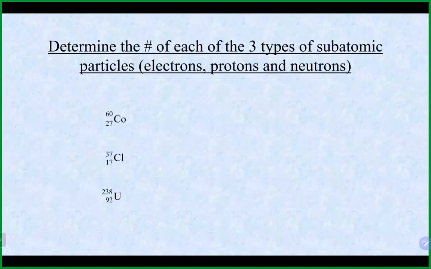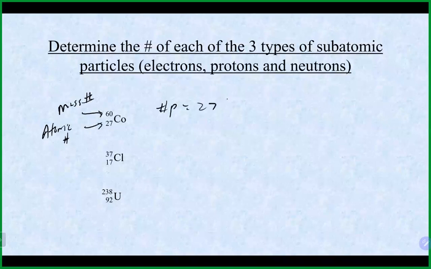All right, so take a couple of minutes here and see what you come up with for each of these. First off, Co is cobalt. Again, top left here would be our mass number, which is our number of protons and neutrons. Bottom left here would be our atomic number, which is just our number of protons. So in this case, we would know cobalt here should have 27 protons, right?